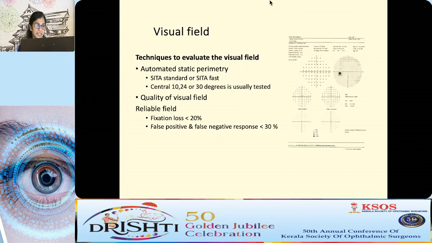Automated static perimetry is the commonly used modality. When fixation loss is less than 20% and there is less than 30% false positive and false negative response, we consider that a reliable field.